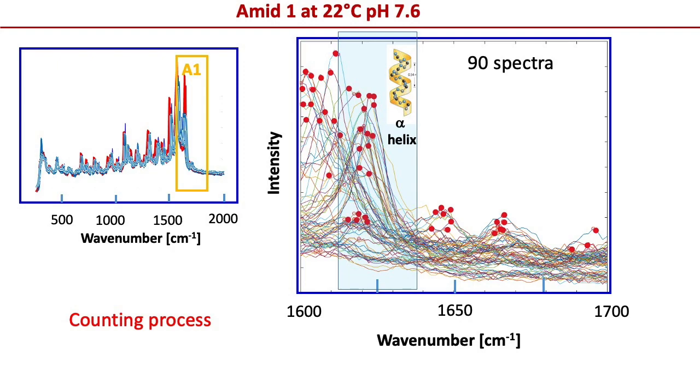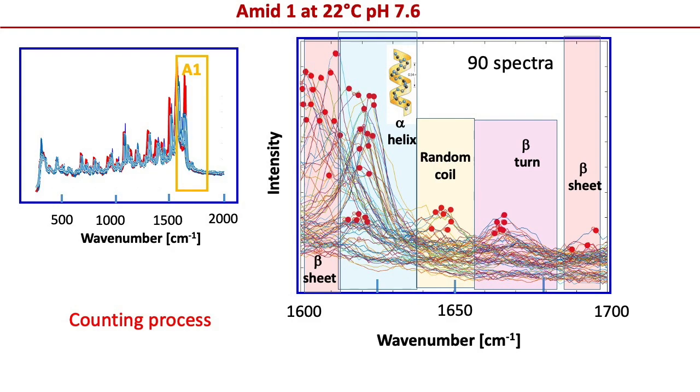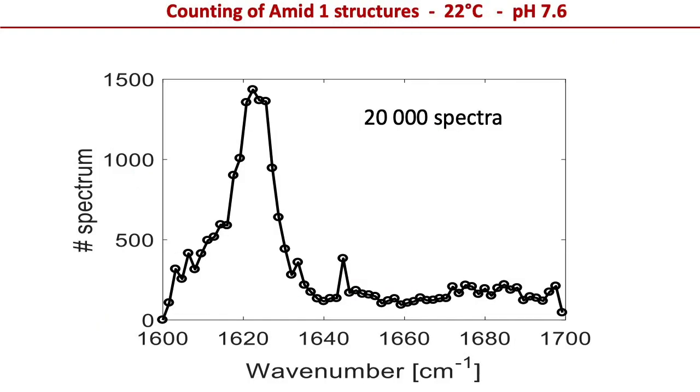It corresponds to the presence of alpha helix. The other band in red matches the beta sheet. Two other bands stand out and reveal the random coil and the beta turn structure. The accuracy of the distribution will depend on the number of spectra. Here, 20,000 spectra are processed.